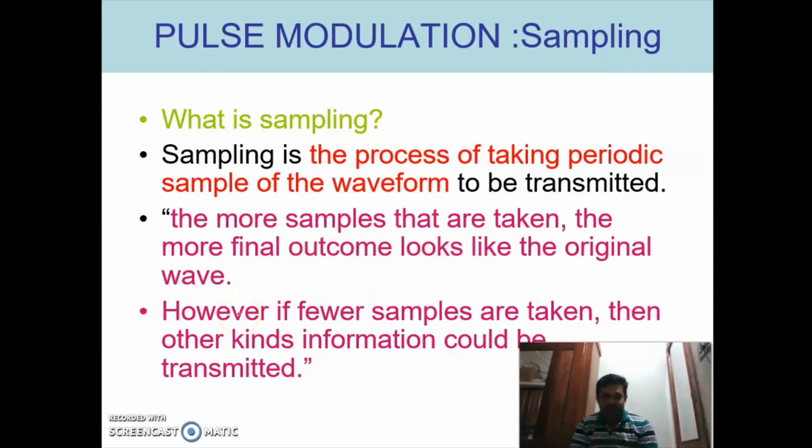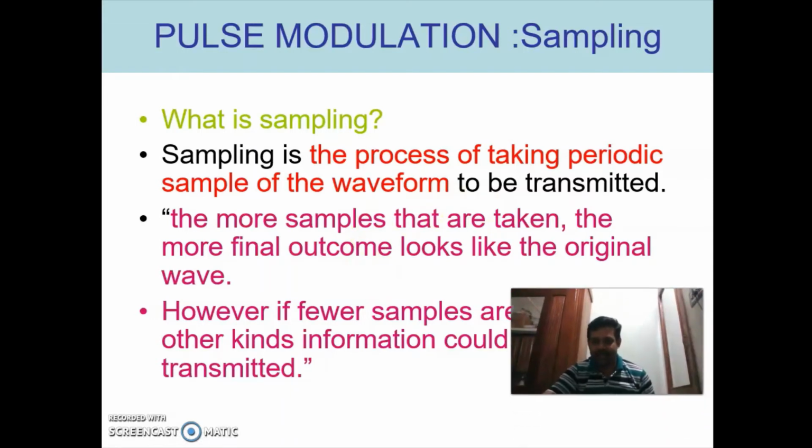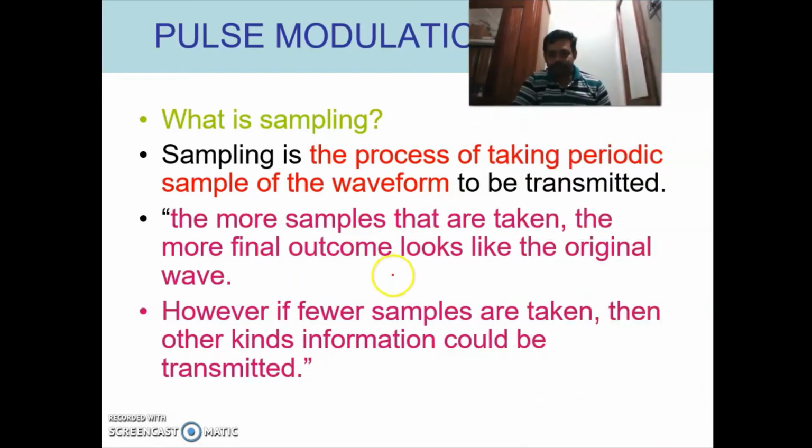So what is sampling? Sampling is a process of taking periodic samples of the waveform to be transmitted. The more samples that are taken, the more the final outcome looks like the original wave after reconstruction. If you take more samples, then the final outcome will look like the original one. If fewer samples are taken, then other kinds of information could be transmitted.